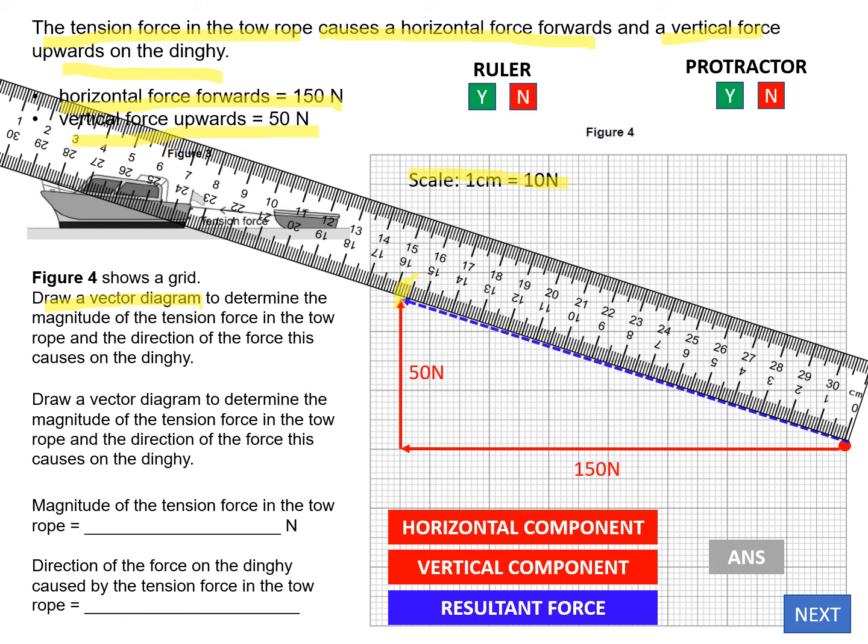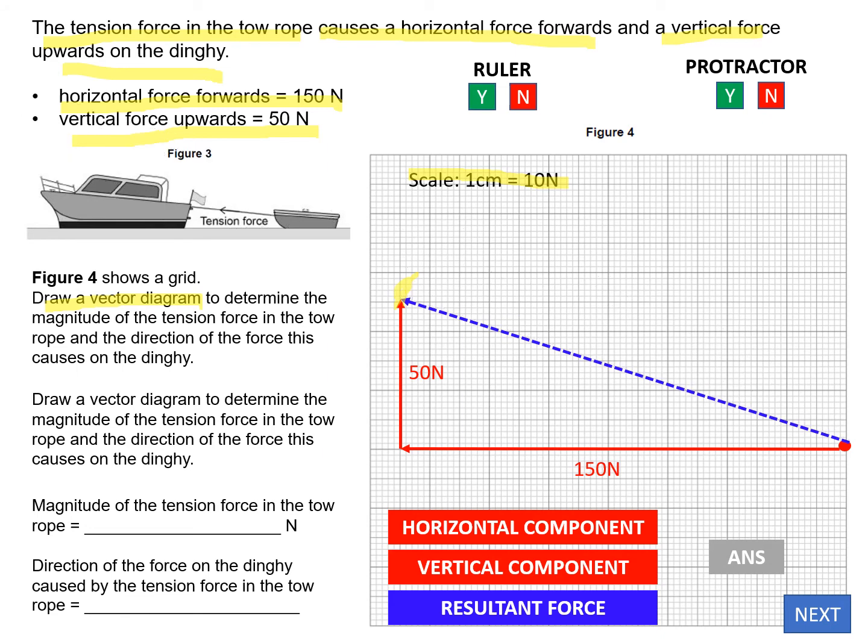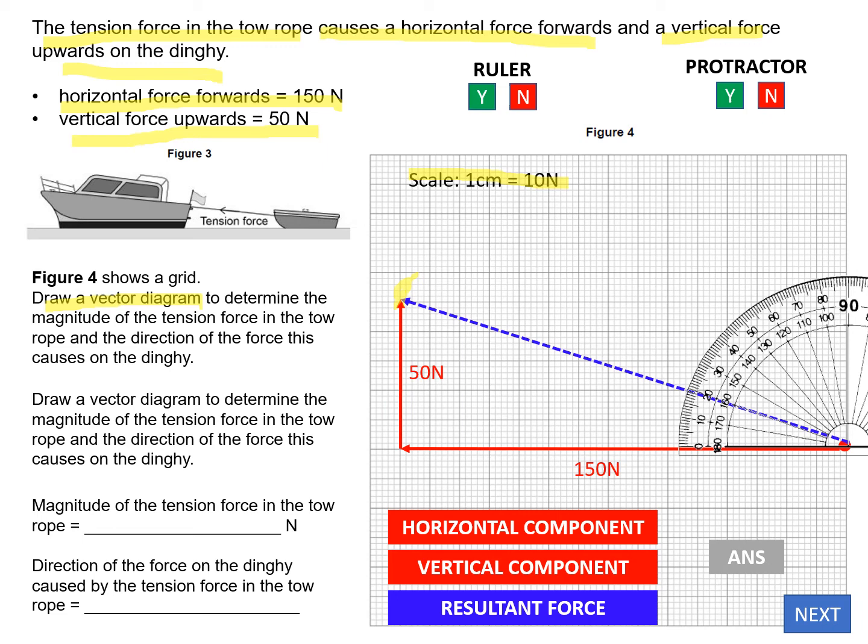That's the length of it. Now let's get rid of the ruler, because the next thing we have to do is to measure the angle. So let's move the ruler and let's have the protractor. Now I want to measure the angle. Because it's a vector, it has a length, a magnitude, but it also has a direction. I need to look carefully here, and I can see that's 20 degrees according to this protractor.